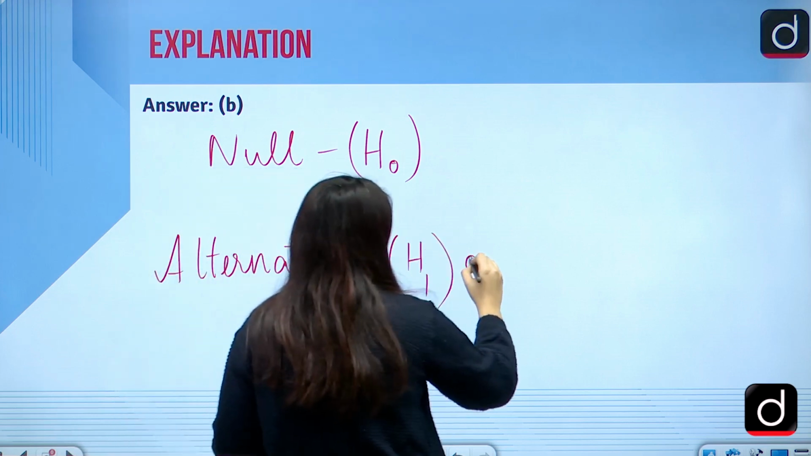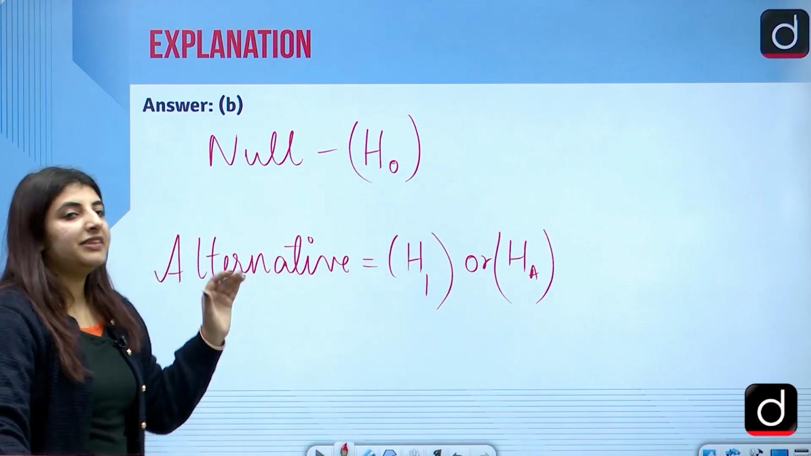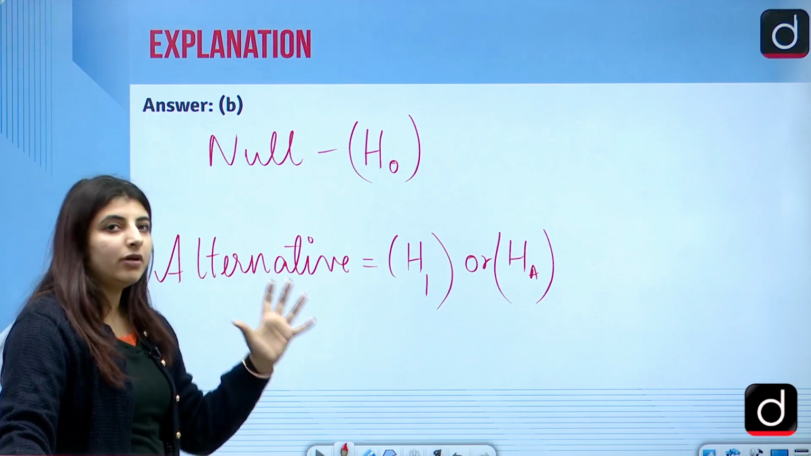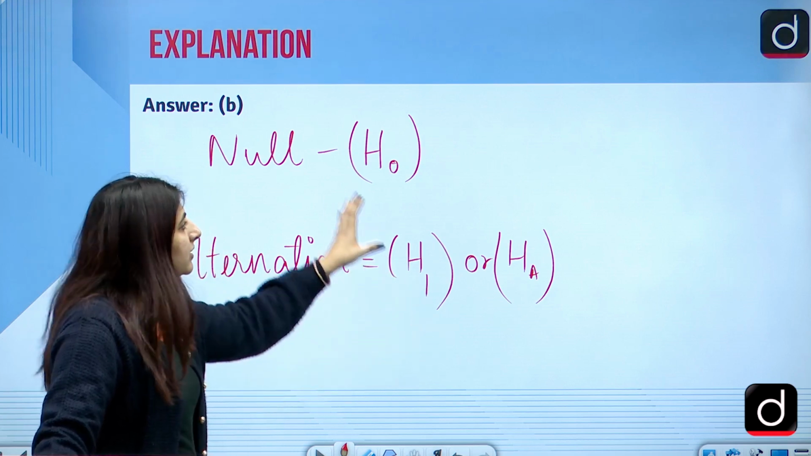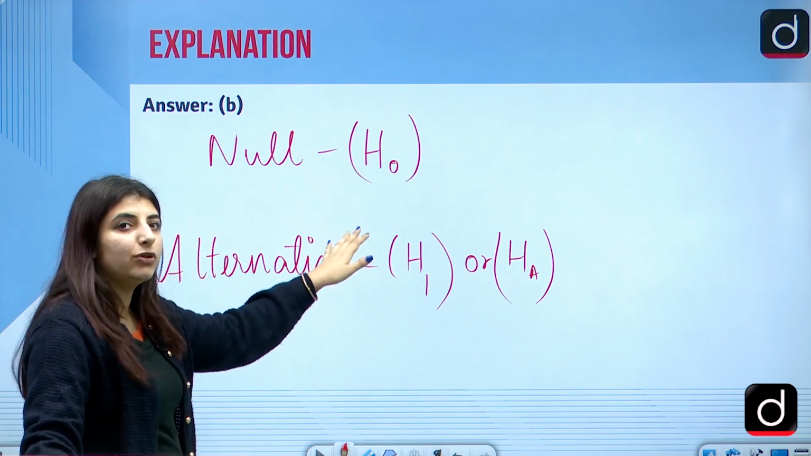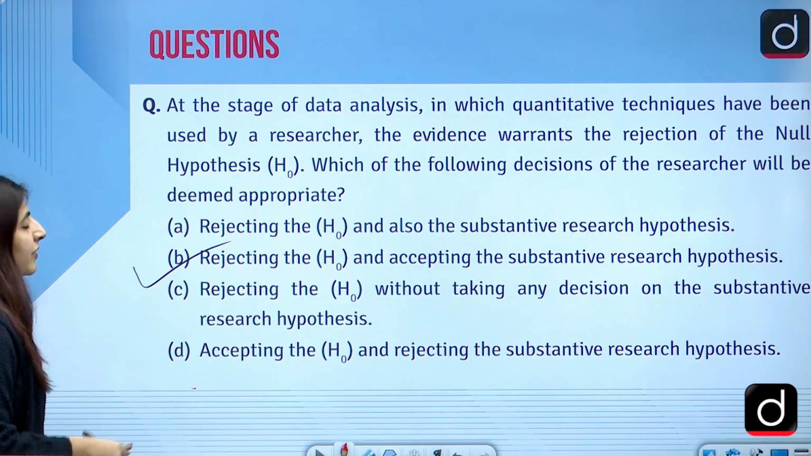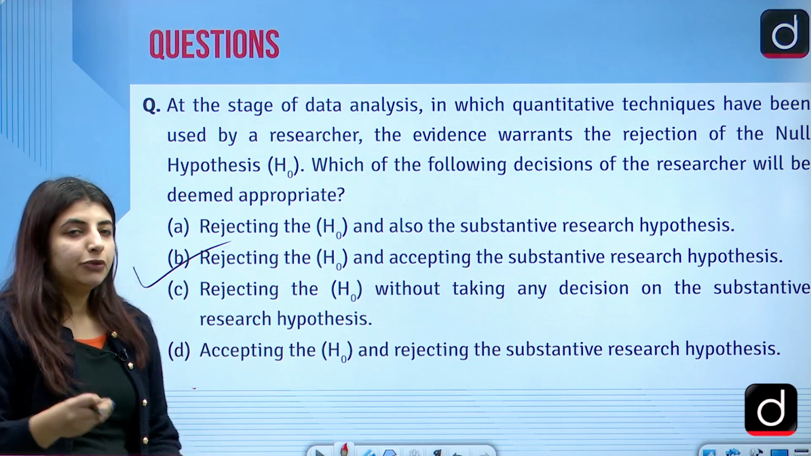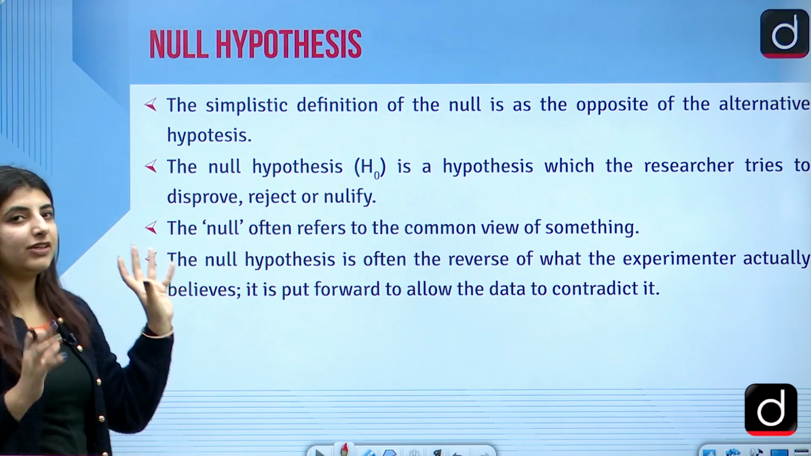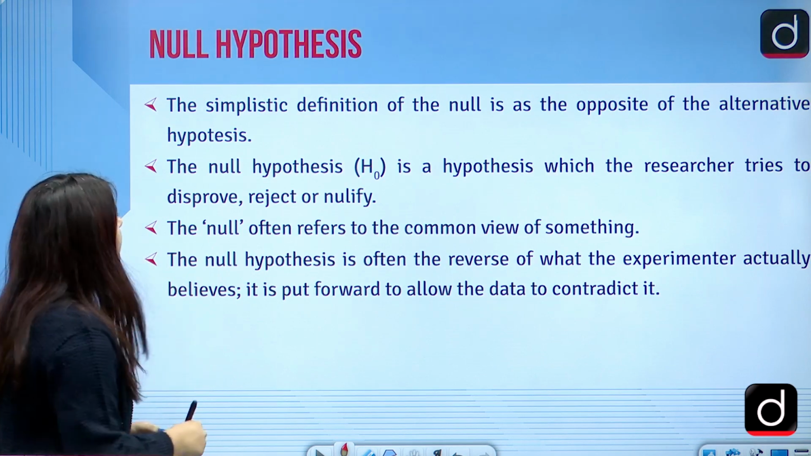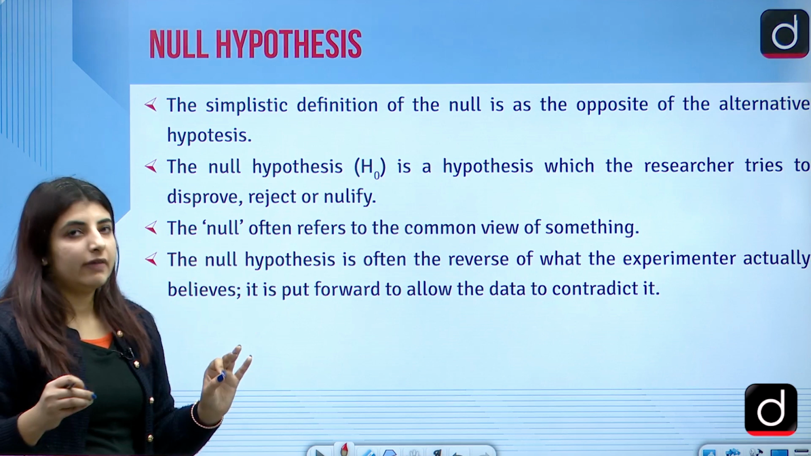or H, A. Correct? It means that if you see these things in the question papers, don't be worried, because you now know that if this is written, they mean the alternative hypothesis. If H and subscript 0 is written, you know that it means null hypothesis. Coming to the question back again, it is an important factor for you to know that whenever we talk about the null and alternative hypothesis, right, let's just look at the definition of a null hypothesis. The simplistic definition is that it is the opposite of alternative hypothesis.